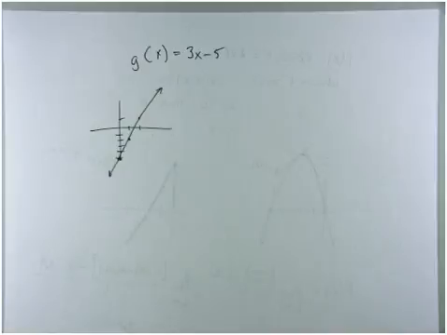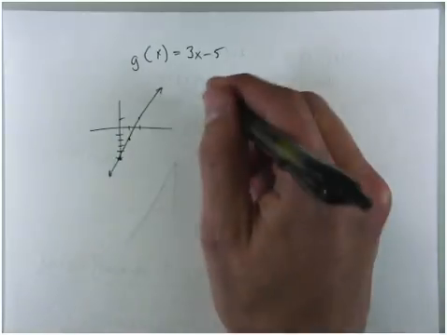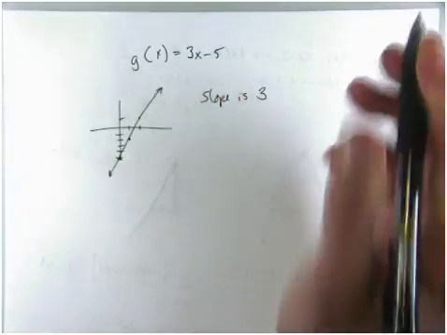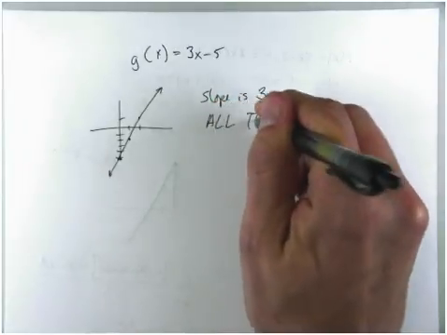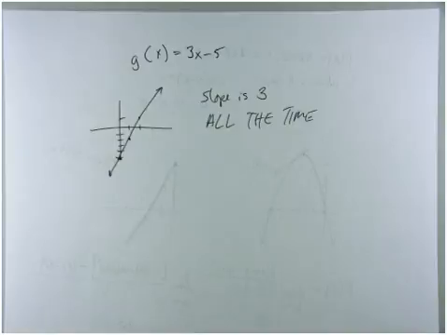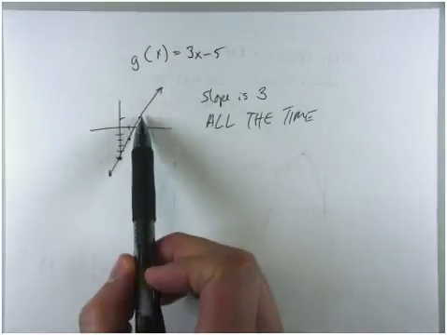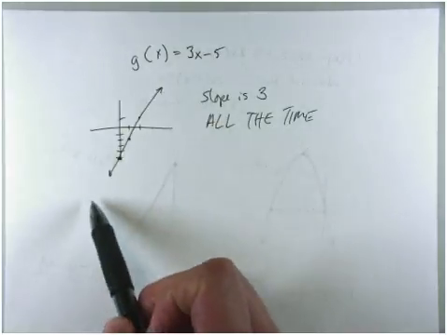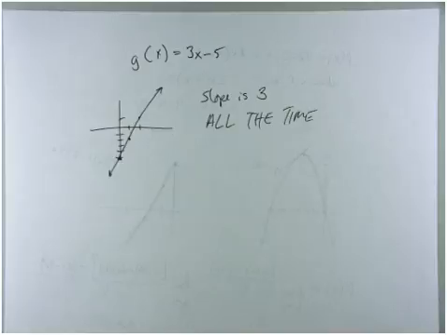What is the slope of this line? Three, right? So the slope is 3 all the time. That's the nice thing about lines, right? Lines always have the same slope. What's the slope here? 3. Here? 3. Here, 3. Down here, 3. Lines just have a constant slope.